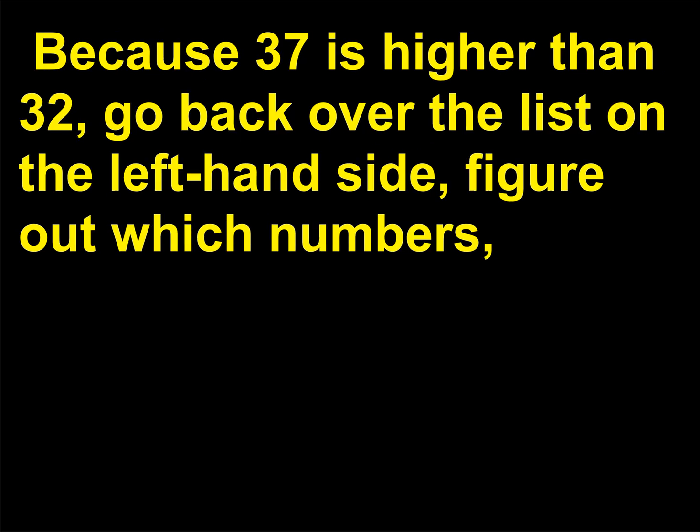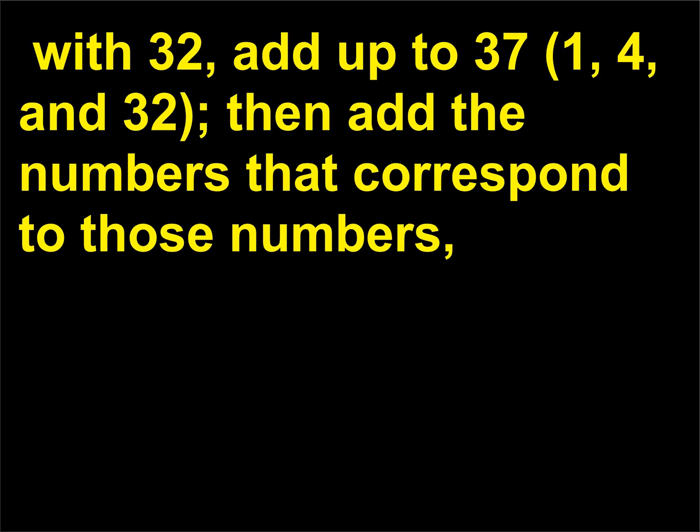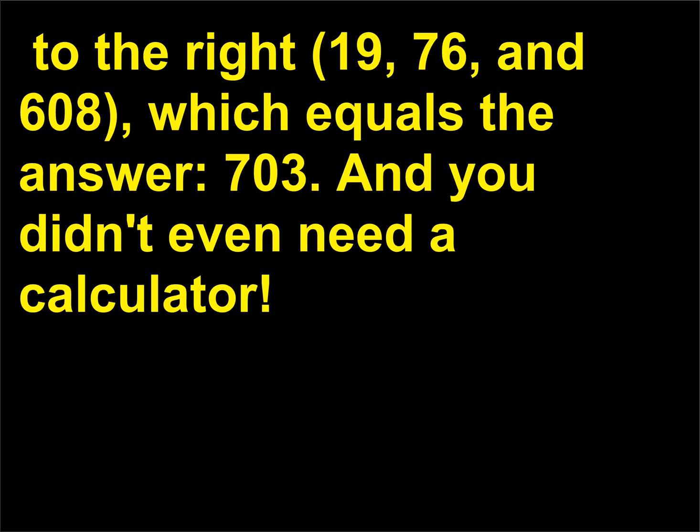Because 37 is higher than 32, go back over the list on the left-hand side and figure out which numbers, with 32, add up to 37: 1, 4, and 32. Then add the numbers that correspond to those numbers to the right: 19, 76, and 608, which equals the answer, 703. And you didn't even need a calculator.